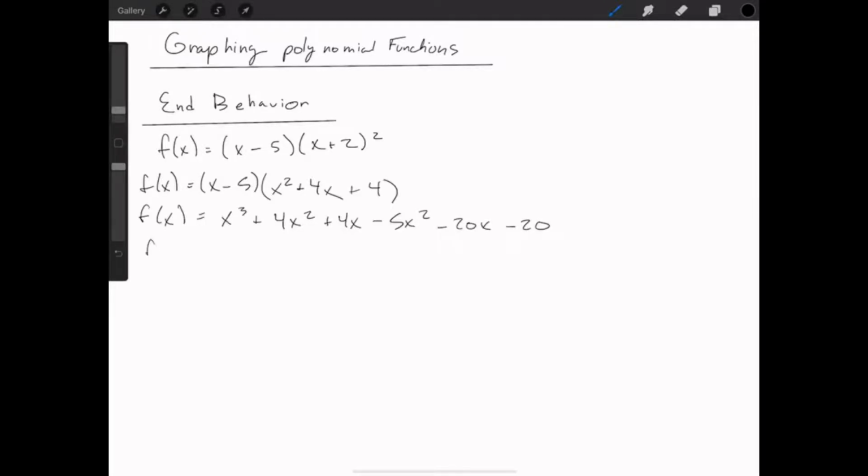And then we can simplify this by combining terms. So we would get x to the third minus x squared minus 16x minus 20. And this is what standard form for this function would look like.